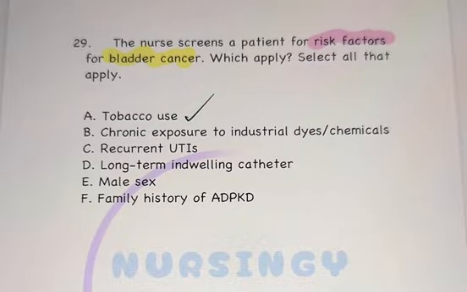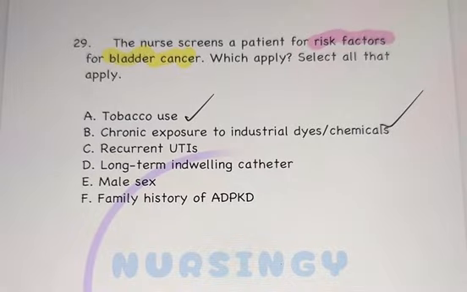Chronic exposure to industrial dyes and chemicals. What is ADPKD? I will explain, Victoria, after question number 31 or 30. Definitely, just give me a minute. We already went over that twice, but I will definitely explain. Yeah, chronic exposure, B, yes, because there will be amines in that, and the same way how IV dye, contrast dye causes injury, chronic exposure can cause cancer.